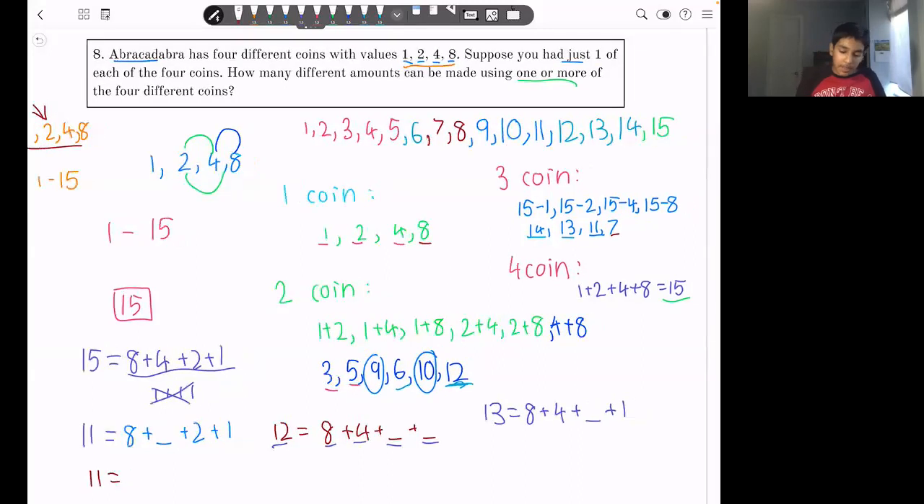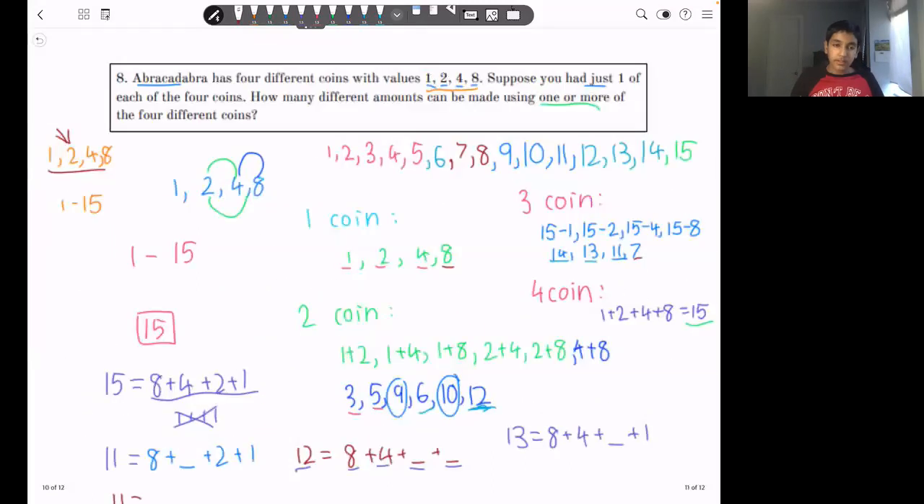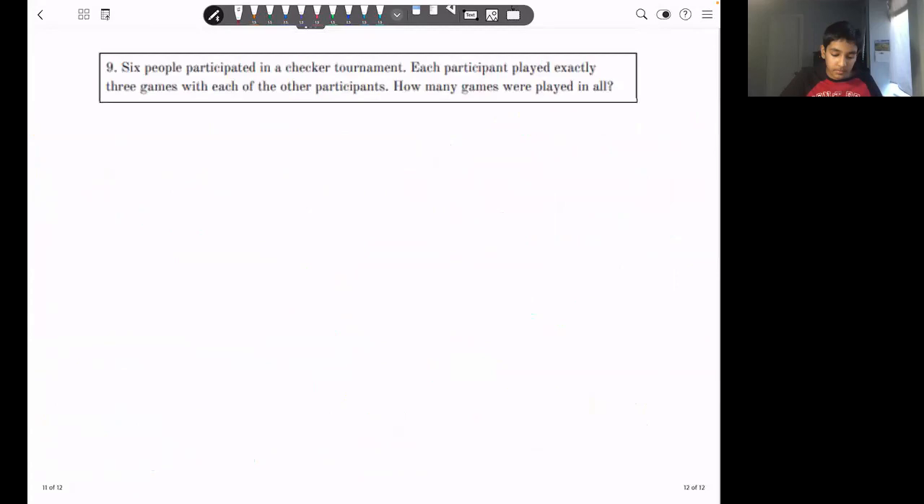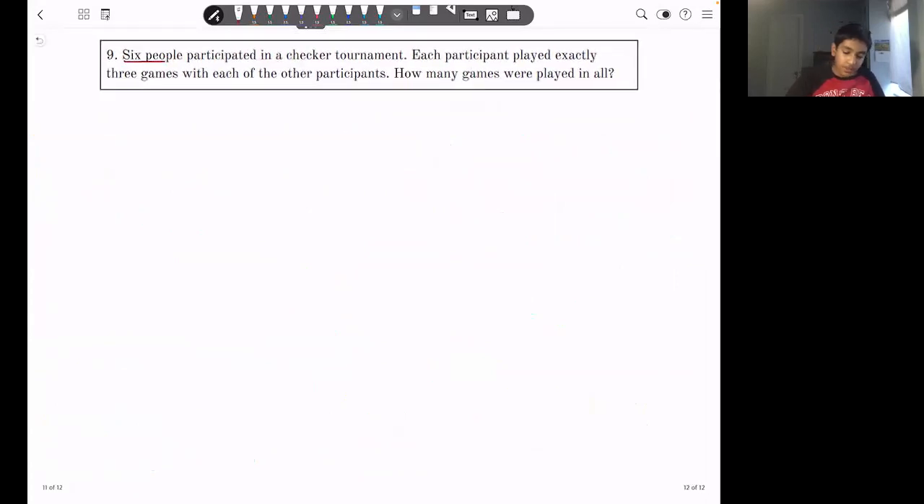So let's move on to the next problem then. Or before that, are there any questions? Let's move on. Okay, 6 people participated in a checker tournament. Each participant played exactly 3 games with each of the other participants. How many games are played in all?